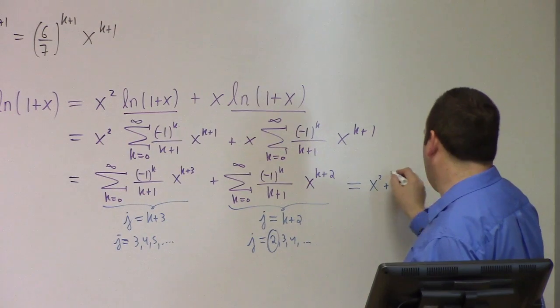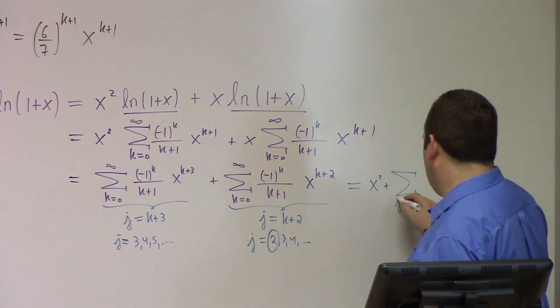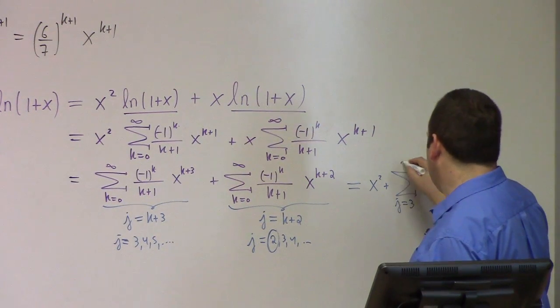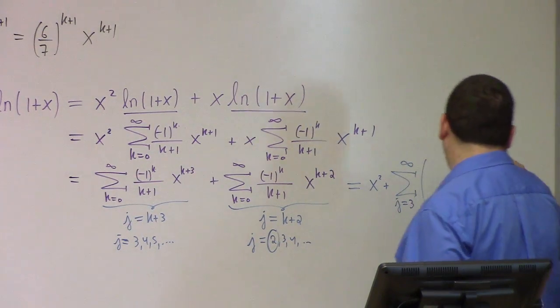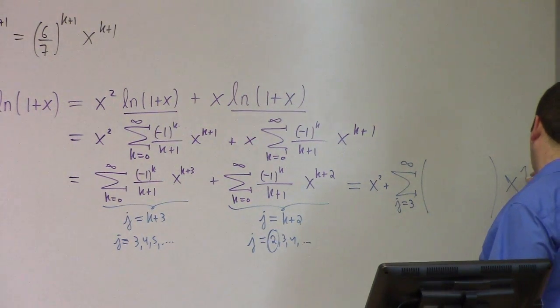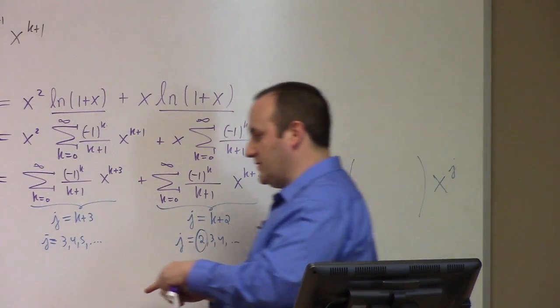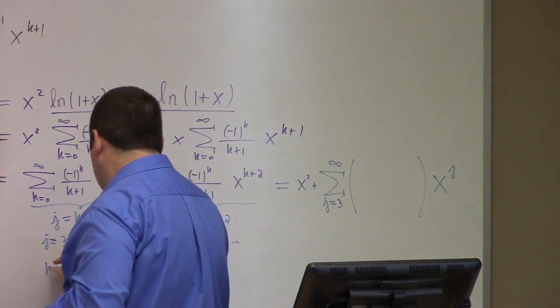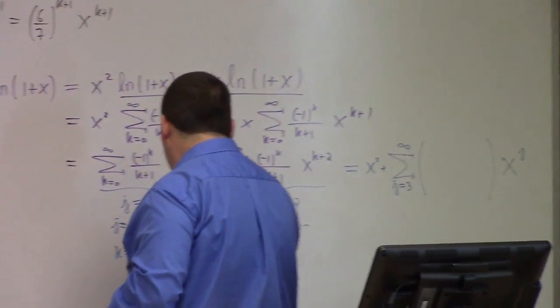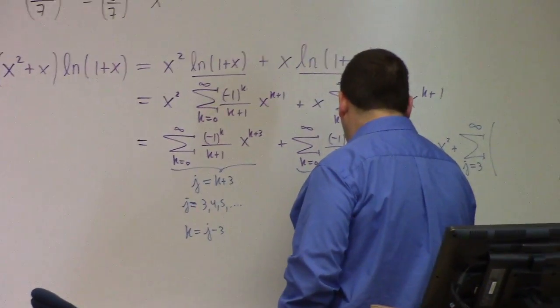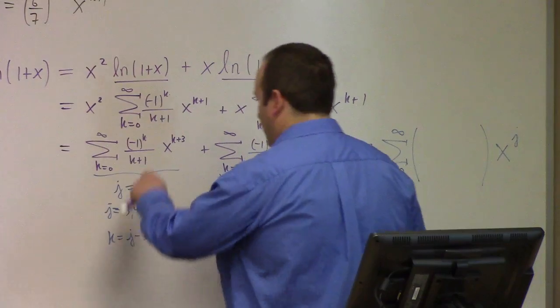All right, and then we're going to have a plus a sum, j equals 3 to infinity of stuff, over here x to the power j. To figure out what goes in here, we just have to make the appropriate substitution, right? So this gives me k is equal to j minus 3. This gives me k is equal to j minus 2.